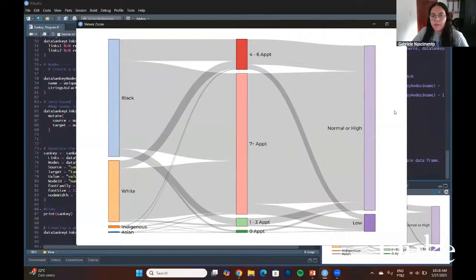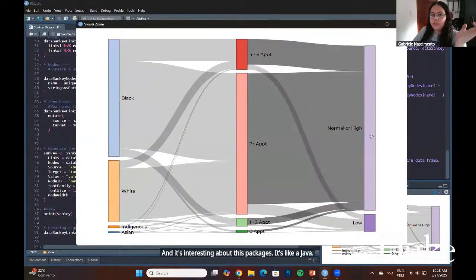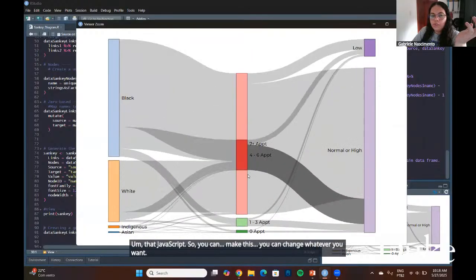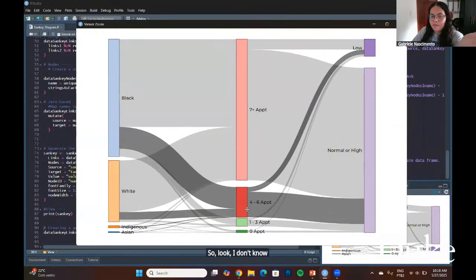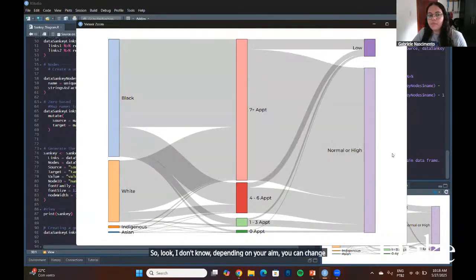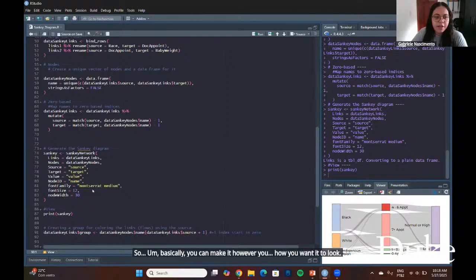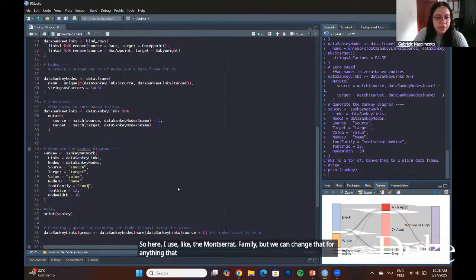the Sankey diagram. What's interesting about this package is that it's like JavaScript. So you can change whatever you want about how it looks. Depending on your aim, you can change the aesthetic. So basically you can make it how you want it to look. Here I used the Montserrat font family, but we can change that for anything that you want, like everyone's favorite.